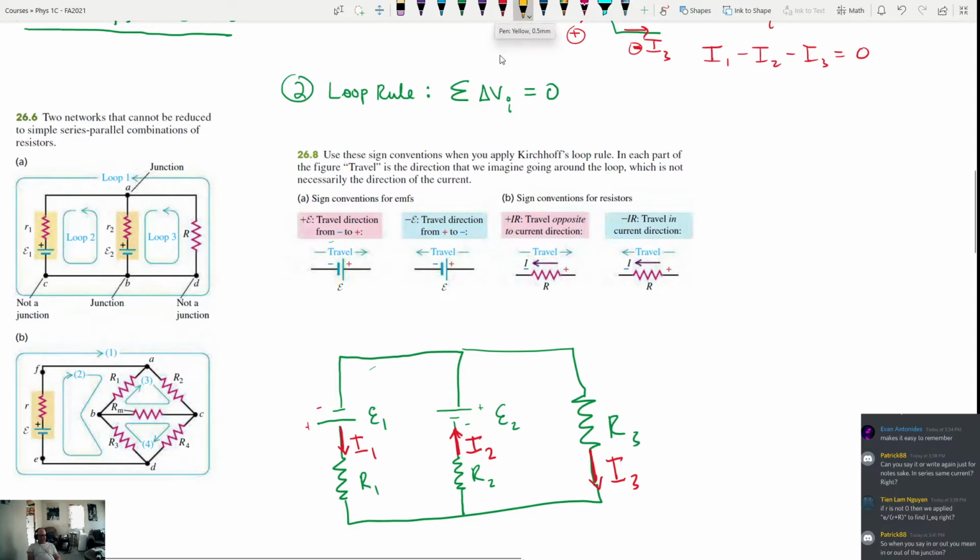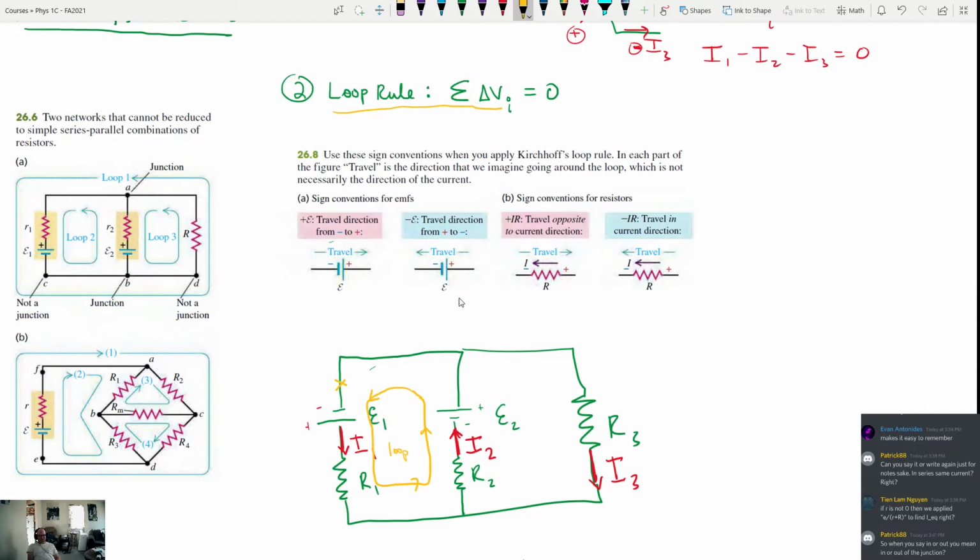Now let's do a loop. The way that we write down a loop rule is that we start from some position, like let's say that we start at this position right here. And then we go around in a loop through my circuit like this until I get back to that same position. So we're going to start here and go around in a loop like this, and it has to be a closed loop. So that's my loop. And what the loop rule says is that if I sum up voltage drops around this, it should be equal to 0.